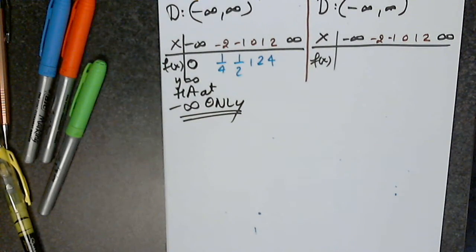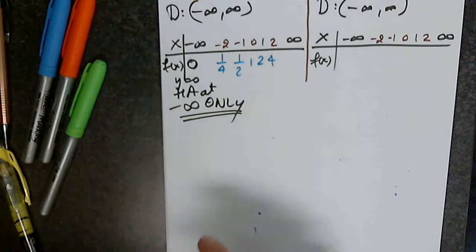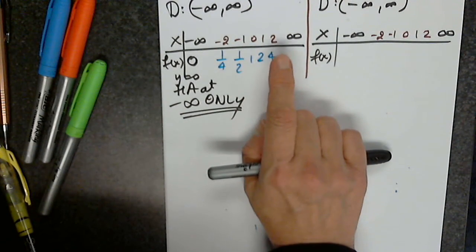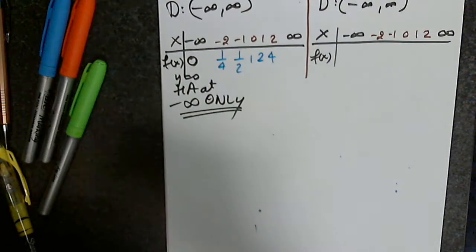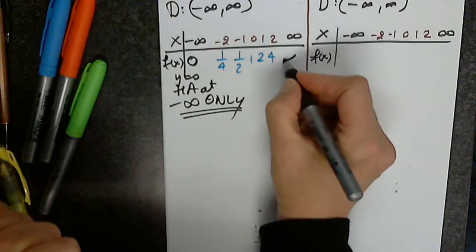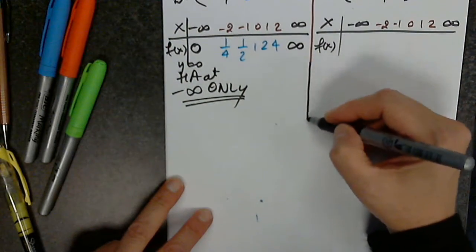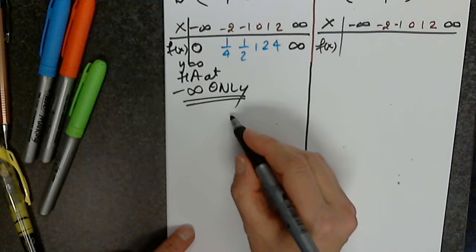We have never seen this before. We looked at rational functions that have the same horizontal asymptote on both sides, right? But this one says only at the, okay, let's go the other way. 1, 2, 4, 8, 16, 32, 64, 128. Where am I going? Excellent. So let's graph this, and then we come back to the other one.